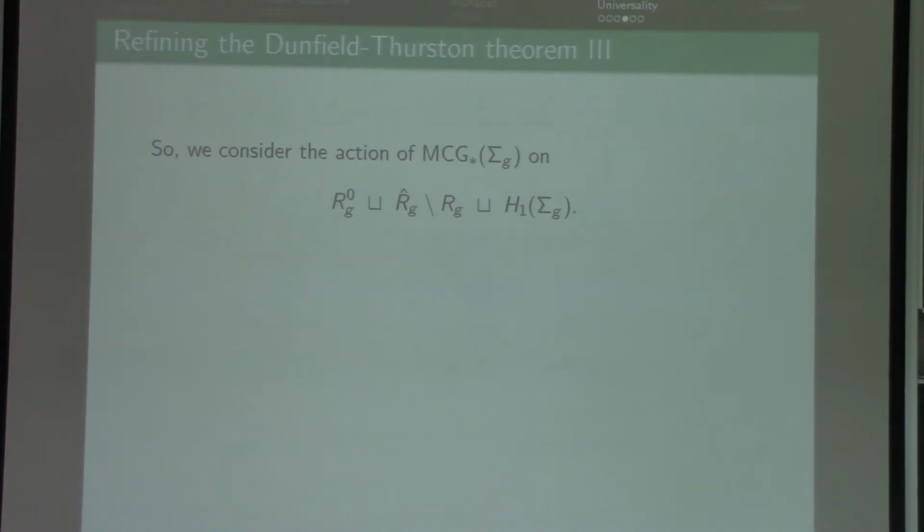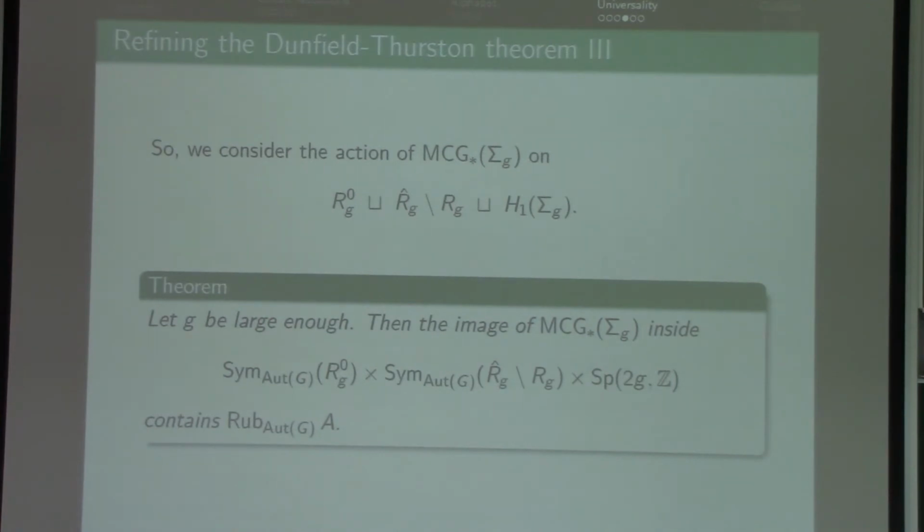These two observations let us whittle down the problem. We want to study the action on, again, R_G^0, the surjections with trivial Schur invariant, and then everything that isn't a surjection. We're also going to toss in H_1, because we want to say something about getting Torelli mapping classes.